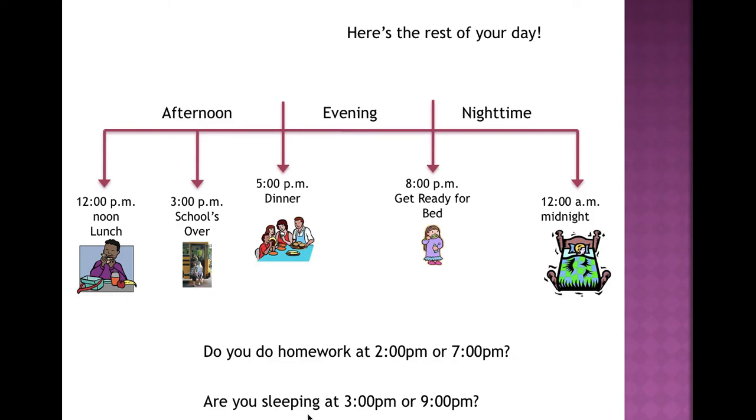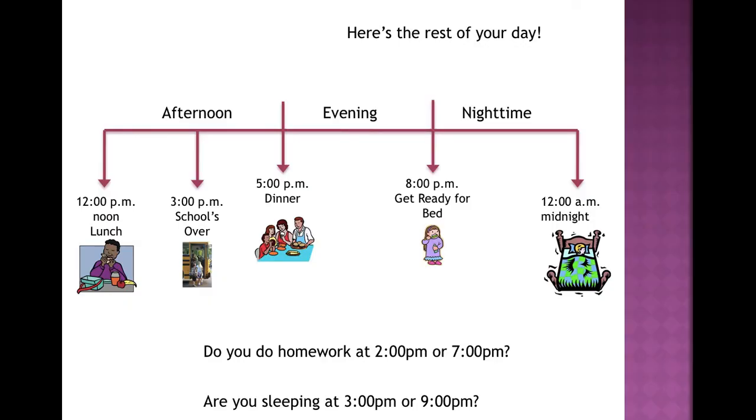Here's some more questions. Do you do homework at 2 p.m. or 7 p.m.? 2 p.m., we're usually in school, so probably 7 p.m. would be more correct. However, now that we're at home, I'm pretty sure either would be correct because some of you guys may start doing your homework earlier and some of you may start doing it later. And then again, are we sleeping at 3 p.m. or 9 p.m.? I'm assuming most of us are sleeping here at 9 p.m. unless you're taking a little nap now that we're off from school at 3 p.m.